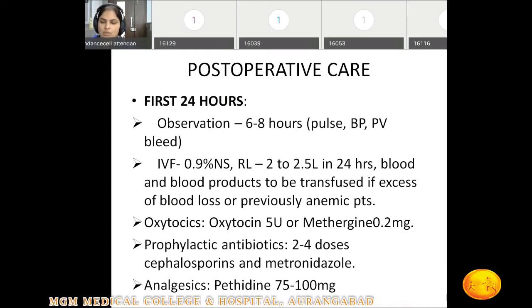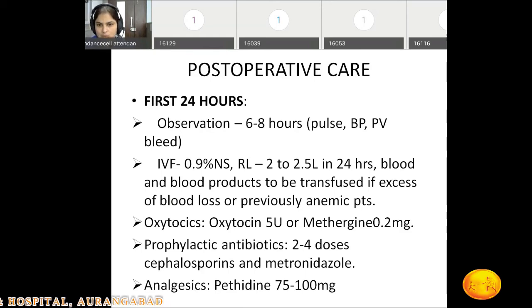Then once you've closed the rectus sheet, close the subcutaneous fat if needed. If the patient is too obese, then do the subcutaneous fat, and you can take the skin with interrupted sutures. We use Ethilon for skin, so it is easily removed and it is a non-absorbable suture. So whatever we have used inside is absorbable sutures.